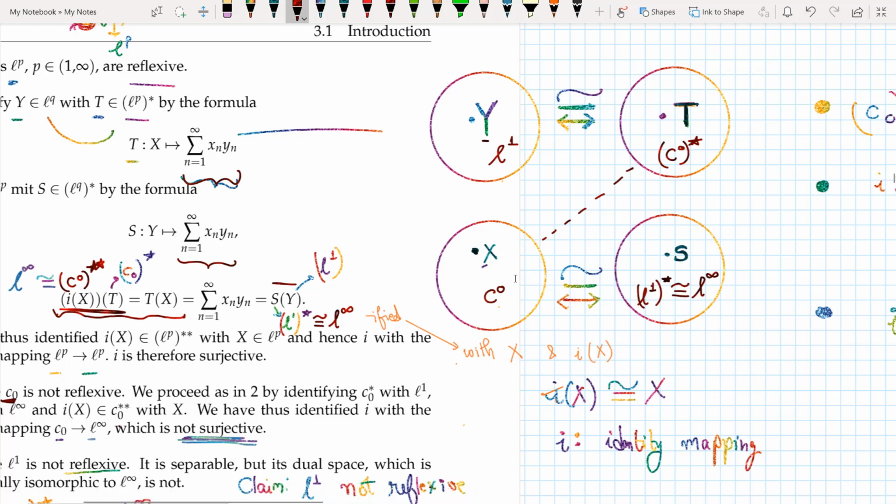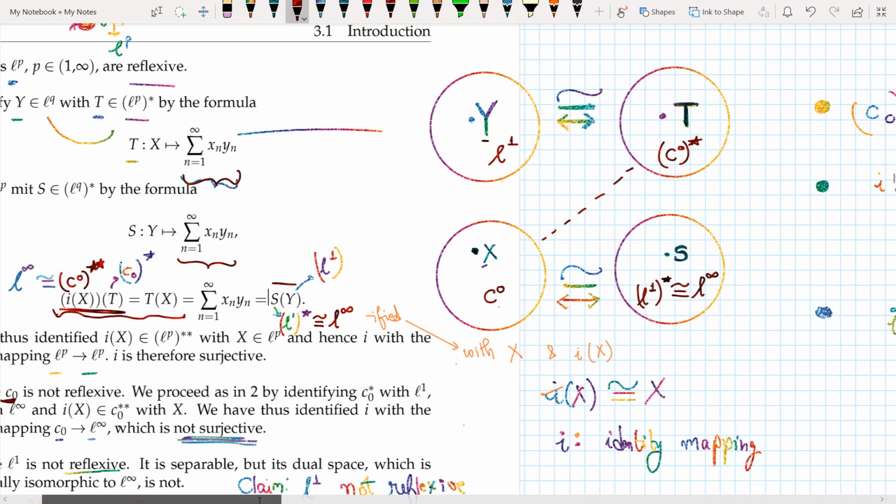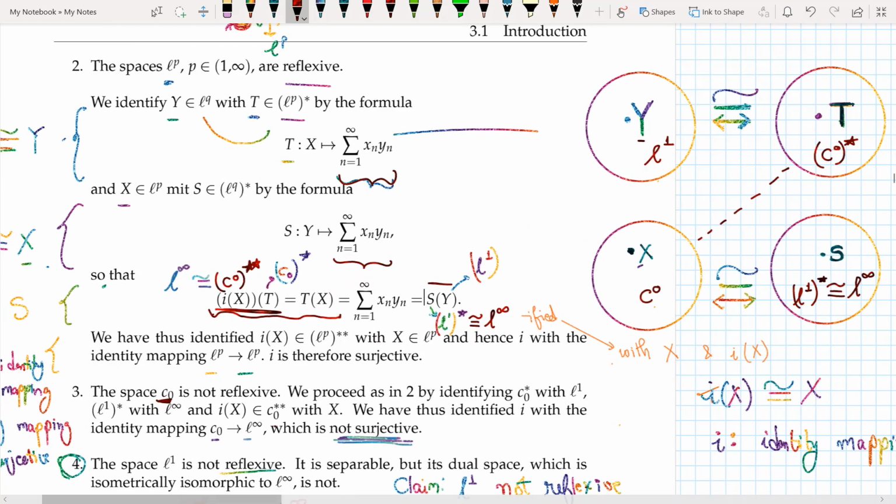And now when I see this isometry I, it goes from C0, which was my x, to some element in L infinity. And I know that this mapping from C0 to L infinity is not surjective. So thus I can say that my space C0 is not reflexive.